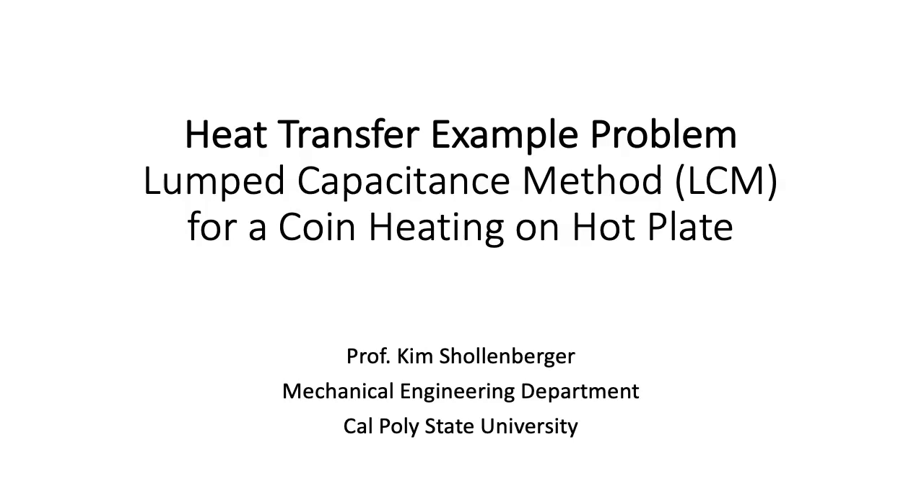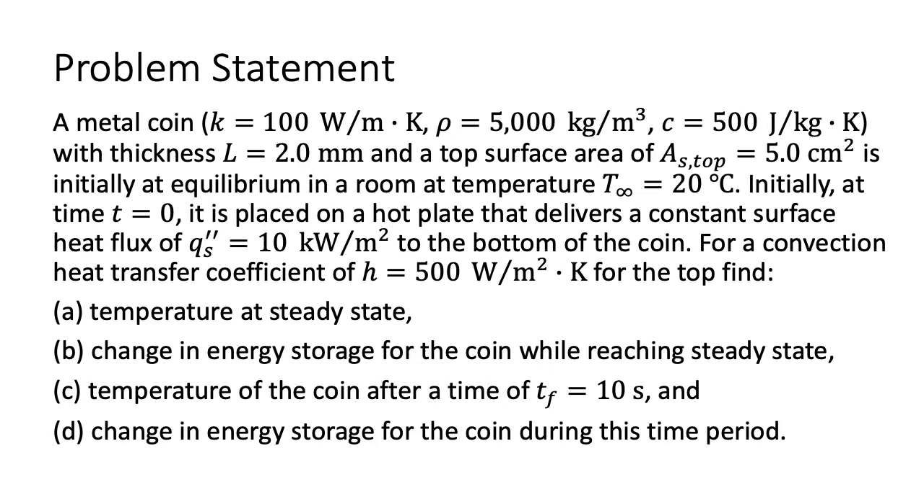ME350 example problem for the lumped capacitance method for a coin heating on a hot plate. A metal coin with properties as specified, a thickness of 2 millimeters and a top surface area of 5 square centimeters, is at equilibrium in a room at a temperature of 20 degrees Celsius. Initially, at time zero, it is placed on a hot plate that delivers a constant surface heat flux of 10 kilowatts per meter squared to the bottom of the coin.